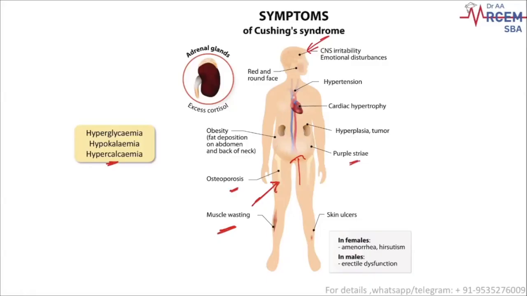Sometimes purple striae can be seen because the fat deposit in the abdomen causes skin stretching. Hypertension is one of the commonest presenting complaints in Cushing's syndrome. In females, you can see amenorrhea. In males, you can see erectile dysfunction. What are the metabolic disorders you can see? Hyperglycemia and hypokalemia. These are the important metabolic disorders which can be seen in Cushing's syndrome.